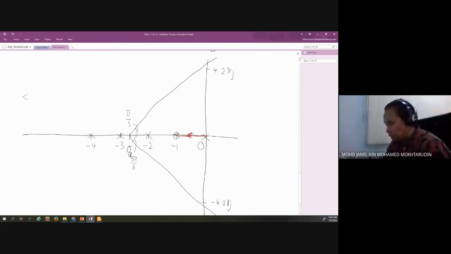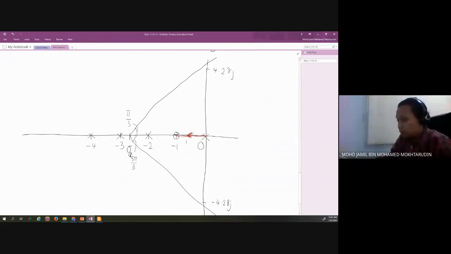Okay, that's why dalam jawapan dia ada satu garisan start dari sini ke sini, okay? So that's the only possible one, okay? You cannot draw it going up, okay? Because if you draw going up, then you must have a symmetry, another root locus that is symmetry with the one that you drawn, okay?